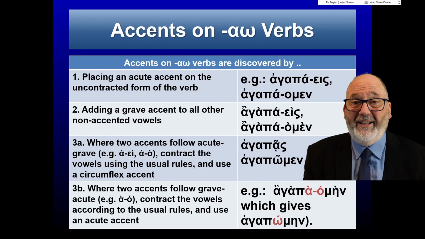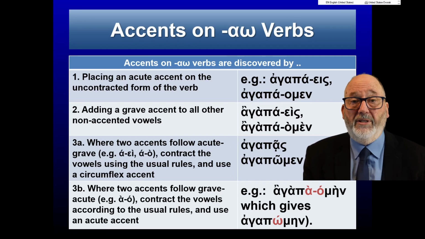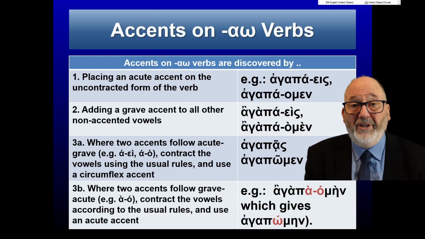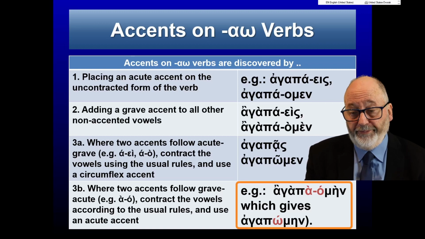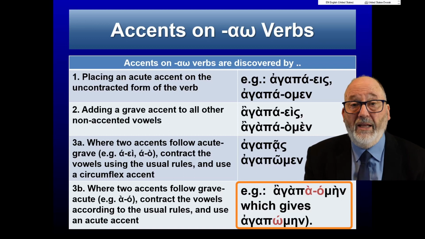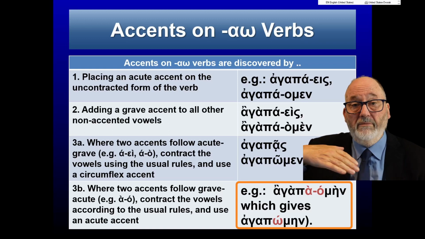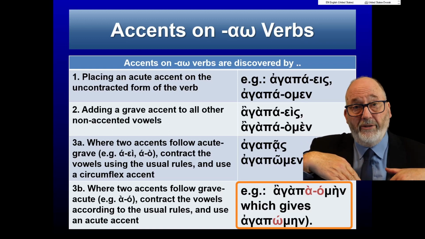Well, you may ask me, Robert, when do we get the opposite? When do we get a grave followed by an acute? Well, not in any of the verb forms you probably know at this stage, but here is an example. We have ἀγαπάωμεν. Now, the eta is a long syllable, so the acute must go on the second to last syllable, on the omicron. Placing graves on all of the other vowels gives you a grave followed by an acute.